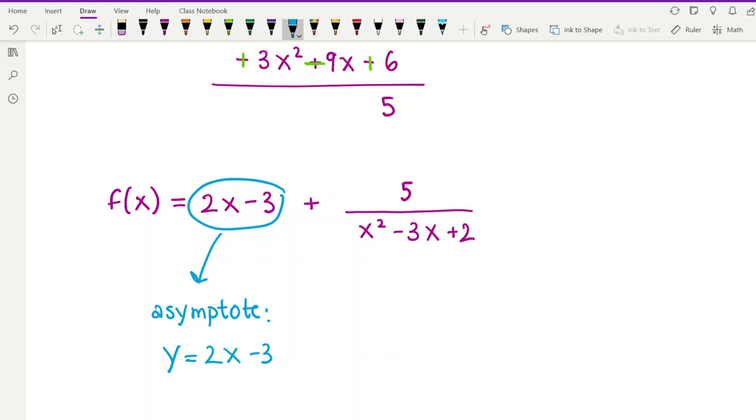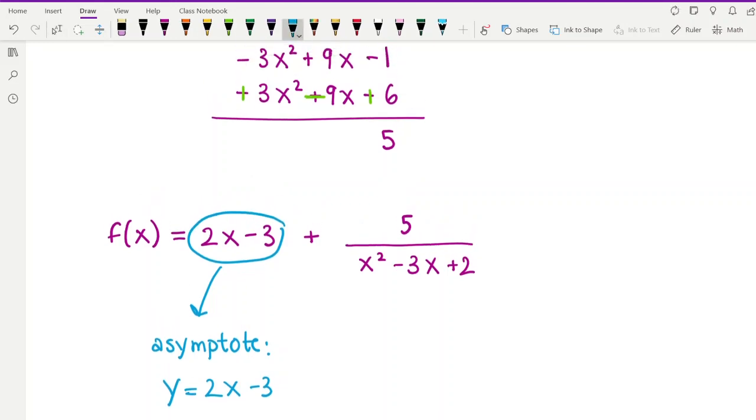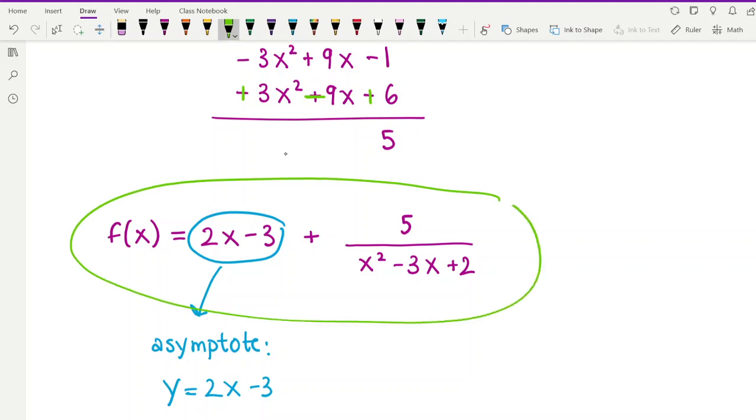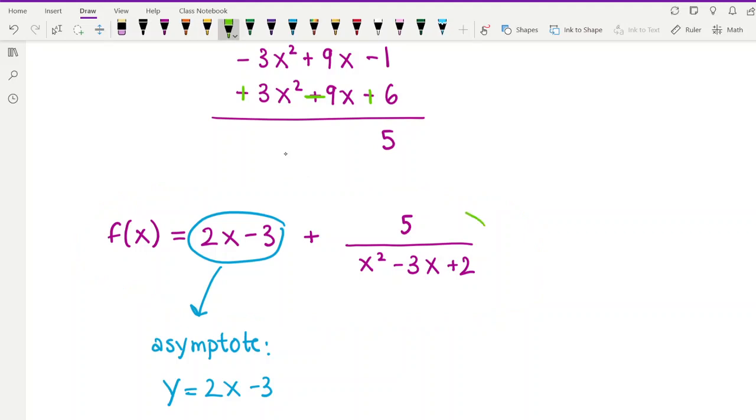Is it magic? Why does that end up being the asymptote? Well, let's think about what happens to this expression down here when x is really large. When x is really large, this will be 5 over some huge number, like 5 over a million or 5 over a billion. And what kind of a fraction is that when you have 5 divided by some huge number? That becomes really, really close to 0.